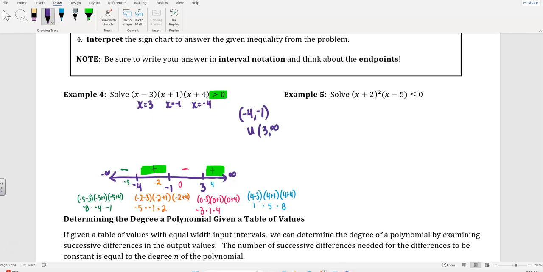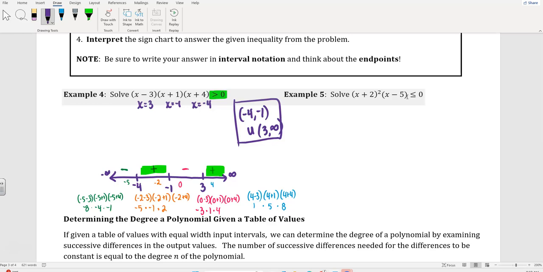3 to infinity. Now notice here that I used parentheses. I'm using parentheses because I have a greater than sign right here, right? Not a greater than or equal to, so I need to use parentheses. Plus infinity always has to have parentheses with it. If I have a greater than or equal to, like we'll see over here on 5, we have a less than or equal to, then I'm going to need to use brackets with all of my numbers. Infinity still has to have a parentheses every time. Okay, we good here?